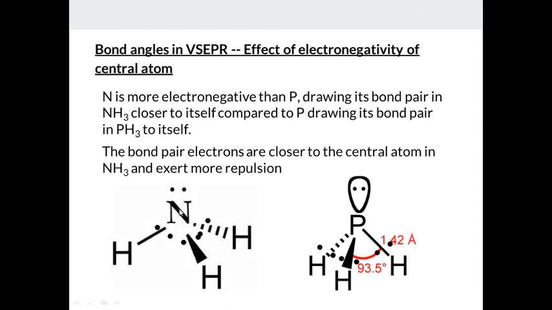So for the nitrogen atom in the NH3 molecule, the bond pairs of electrons are held close to the central N atom since N is highly electronegative. The bond pairs thus exert more repulsion against each other, widening the bond angle. However, for PH3, the bond pairs of electrons lie further away from the central phosphorus atom because phosphorus is less electronegative. And thus, you realize that the bond pairs now exert less repulsion on one another, and the bond angle decreases to a smaller value.